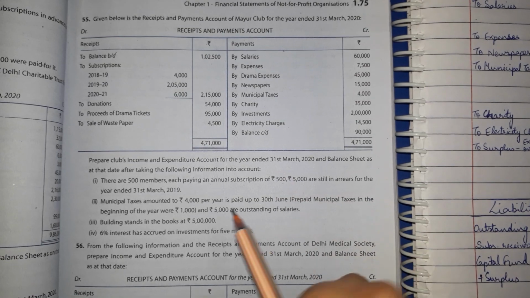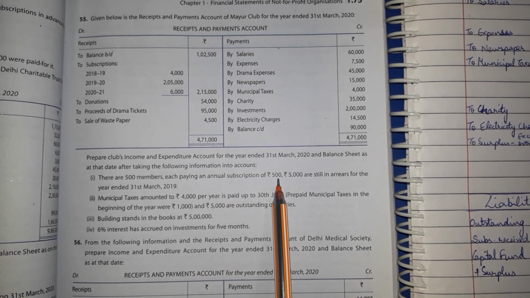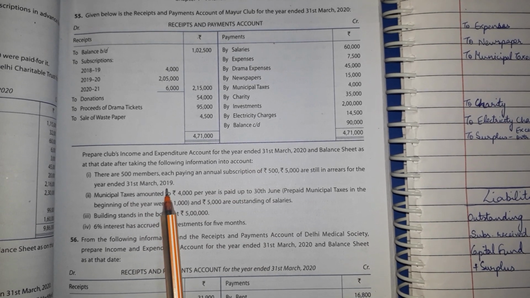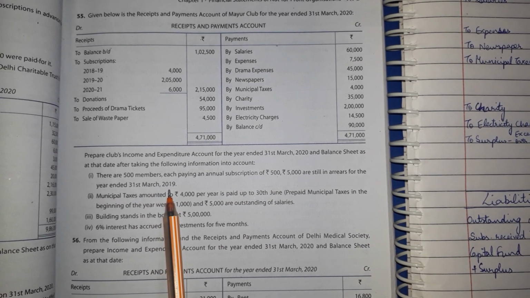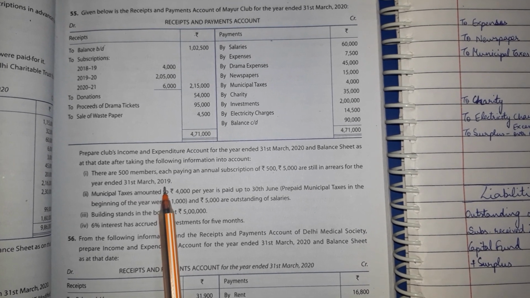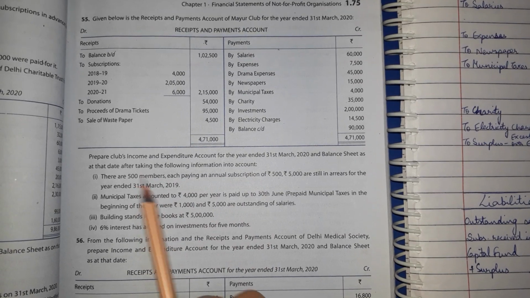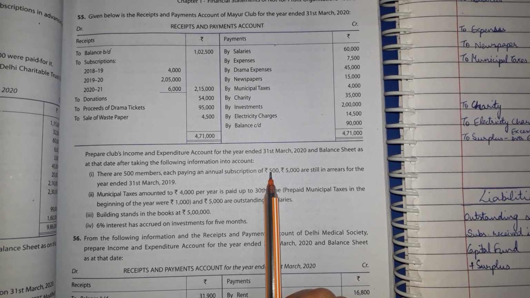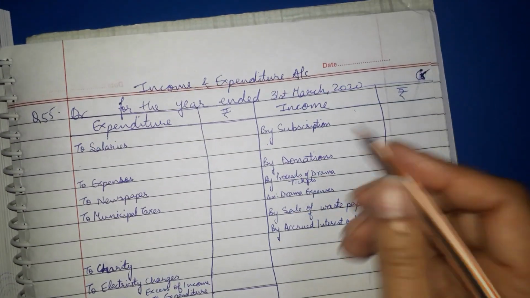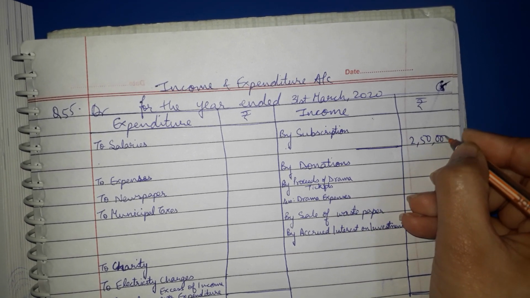Now let's study the adjustment related to subscriptions first. There are 500 members, each paying annual subscription of 500. 5,000 are still in arrears for the year ended 31st March 2019. Now first let's calculate the outstanding amount for the current year. Then we will calculate the amount of outstanding subscriptions. Now 500 members, 500 each, which means that we are supposed to receive 2,50,000 for the current year. So here we will write by subscription 2,50,000 is the receivable amount.